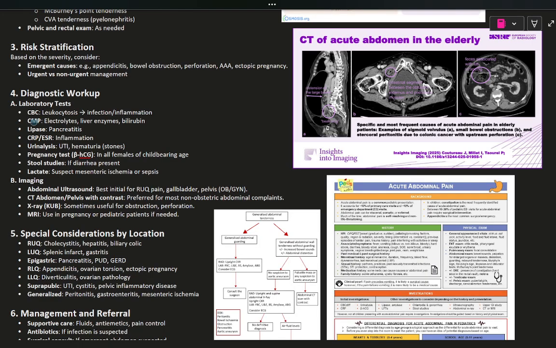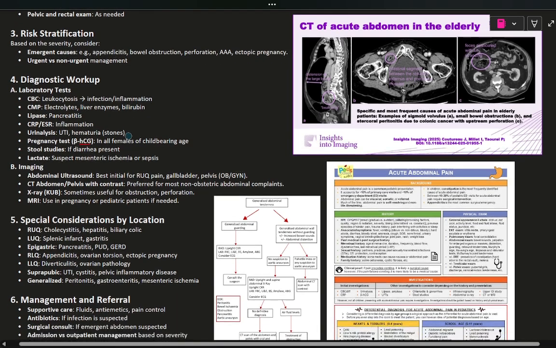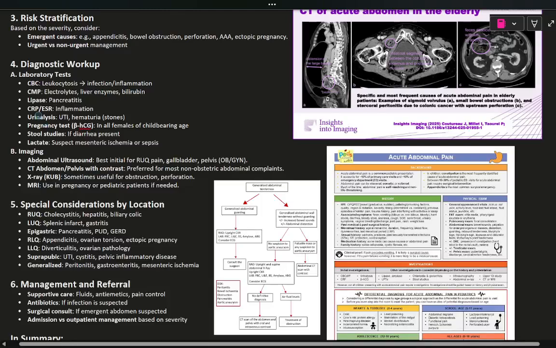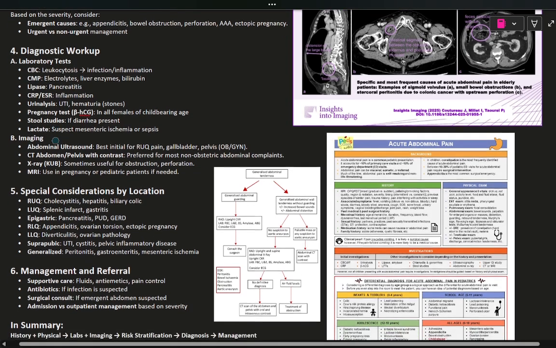You should also order a comprehensive metabolic panel so that you can get your electrolyte values, check for liver enzymes to see if the liver is affected, and then your bilirubin to see if something is wrong with the patient's gallbladder. You should also get the lipase value to rule out pancreatitis, and then your C-reactive protein and erythrocyte sedimentation rate are useful for confirming or ruling out inflammation.